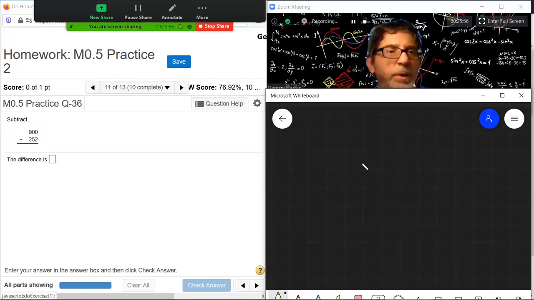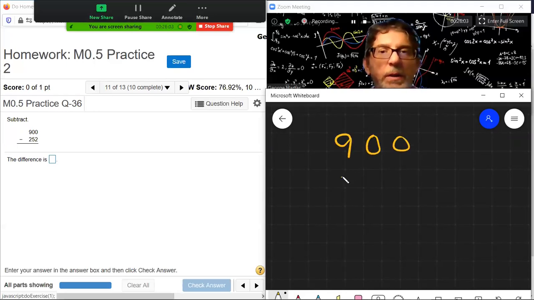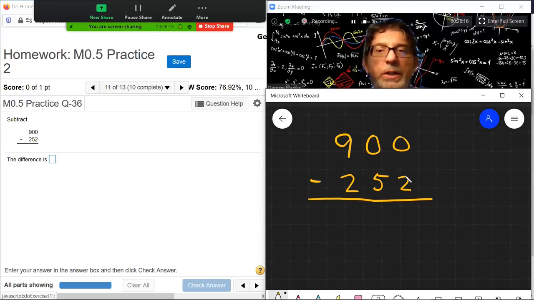So this is a problem here where some students have issues, when you have a couple of zeros on top. But it's pretty similar to what we just did in the last problem. 900 minus 252. So 0 minus 2. We cannot subtract. We have to borrow from the next digit. But we can't because it's 0. There's nothing to borrow from. So we got to go to the next digit.